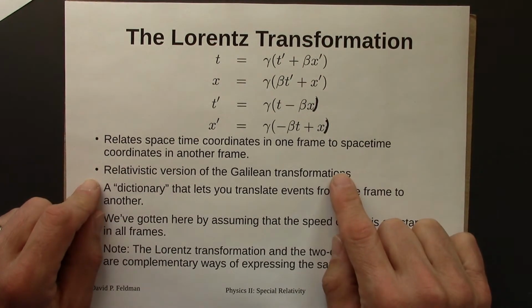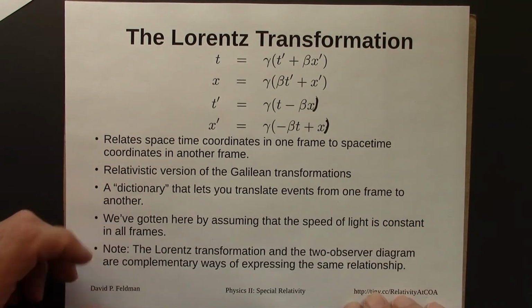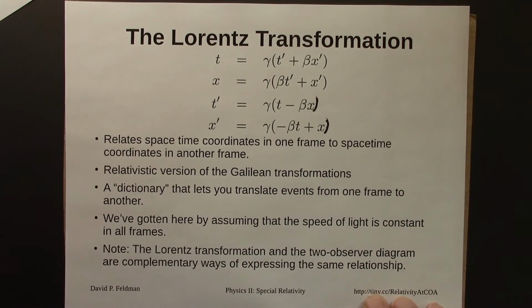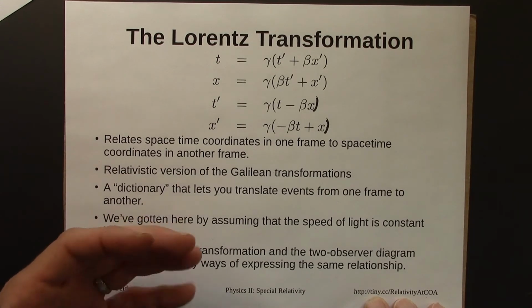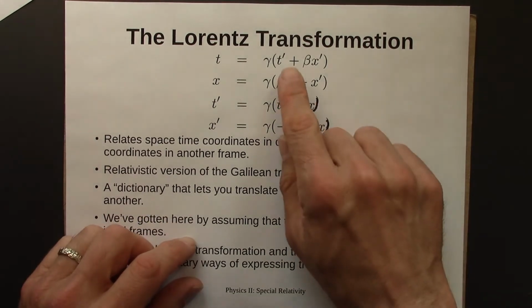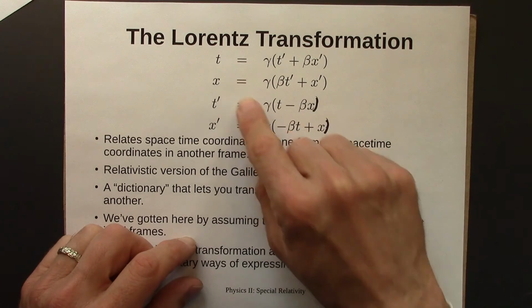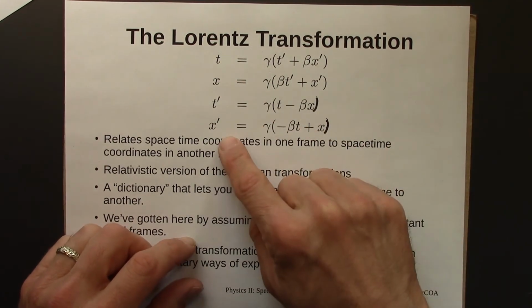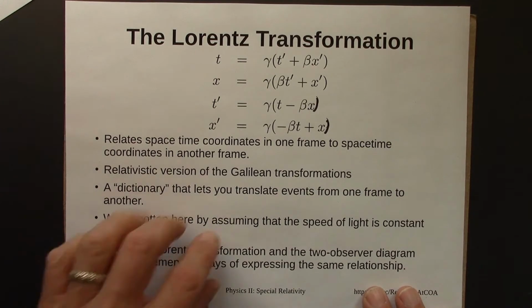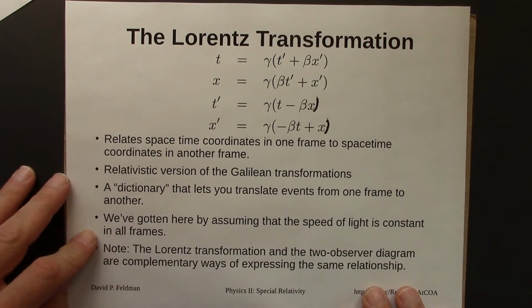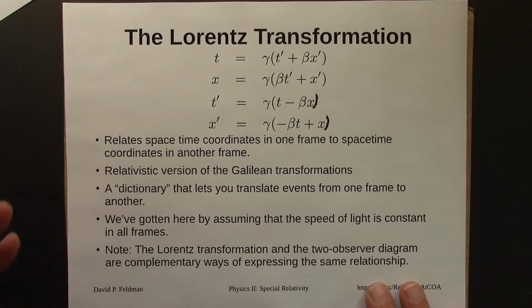It's the relativistic version of the Galilean transformations. It's a dictionary. It lets you translate events, the space-time coordinates for an event, in one reference frame into another reference frame. From the primed frame into the unprimed frame, or the unprimed frame into the primed frame. So it's a bilingual dictionary. So let me end with just a few comments.